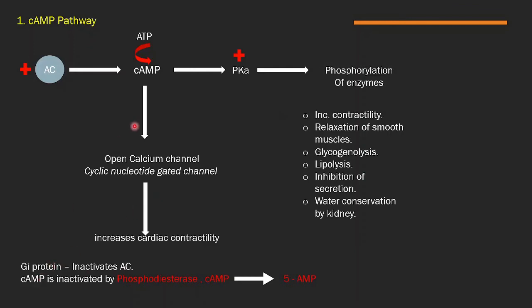And this cAMP, which is a secondary messenger, will get inactivated by the action of the enzyme phosphodiesterase, which will decompose or degrade cAMP to 5'-AMP. So this was about the cAMP pathway.